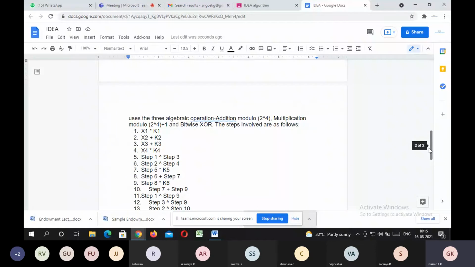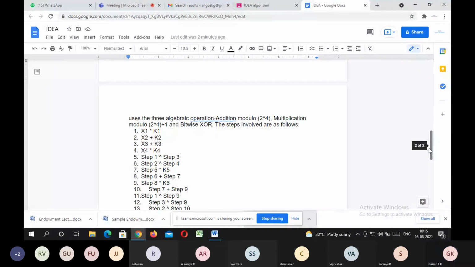The second step of the algorithm is X2, the second block, modular addition, X2 plus K2. It is also modular addition. Then the third step is X3 plus K3. X3 is the third subdivision of the plain text, which is also 4 bits, and K3 is also 4-bit.